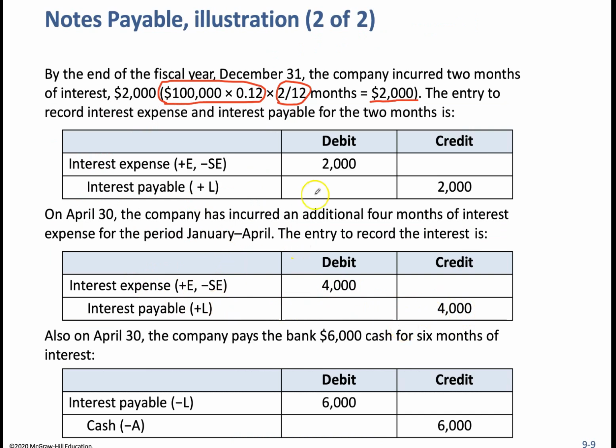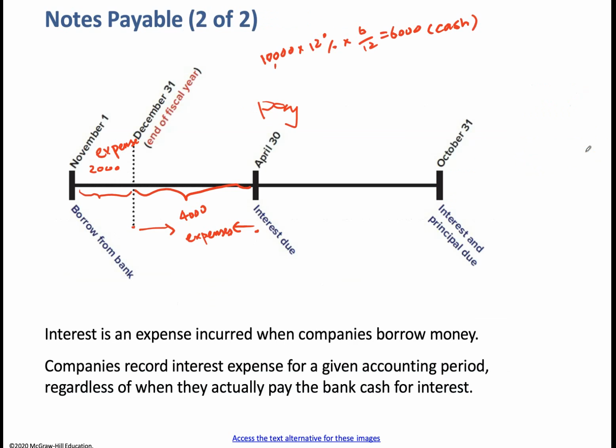So if you look at the interest payable account, right? If you look at the interest payable account, we already accrued $2,000 on December 31st, and then we accrued another $4,000 in April. So altogether, we have $6,000 interest payable, which is exactly what we are paying back on April the 30th.